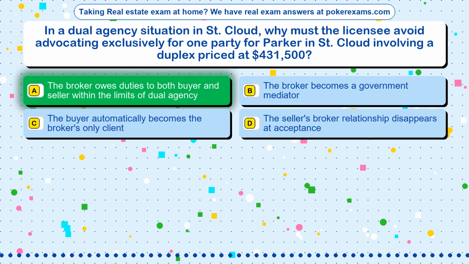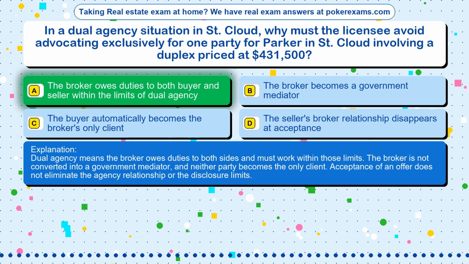The correct answer is option A. The broker owes duties to both buyer and seller within the limits of dual agency. Dual agency means the broker owes duties to both sides and must work within those limits. The broker is not converted into a government mediator, and neither party becomes the only client. Acceptance of an offer does not eliminate the agency relationship or the disclosure limits.